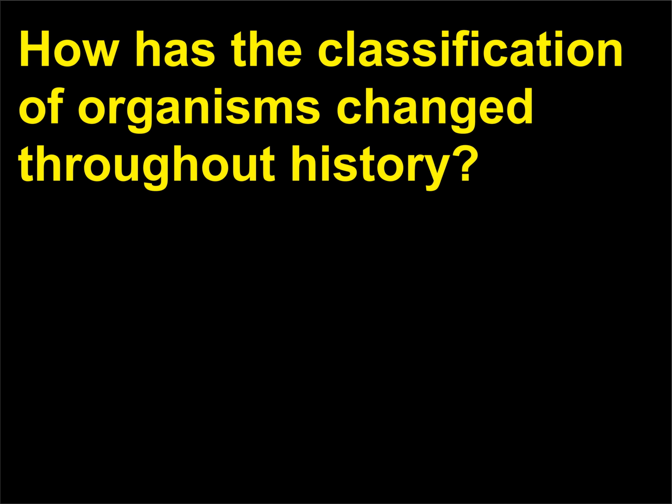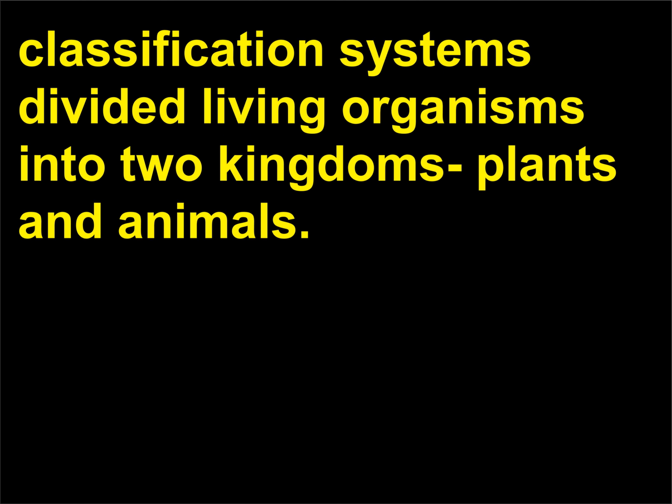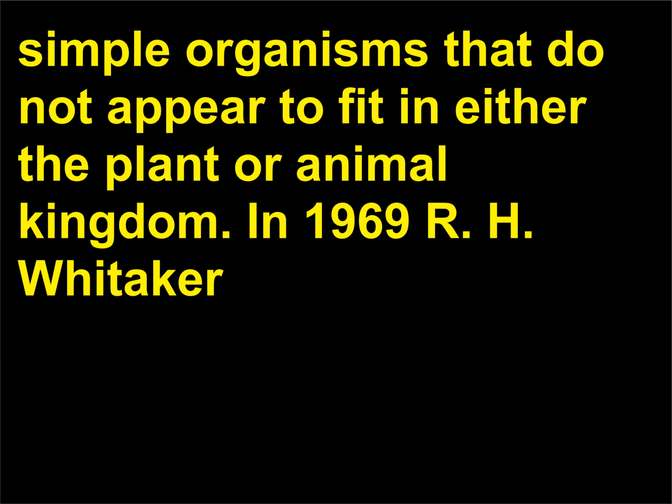How has the classification of organisms changed throughout history? From Aristotle, 384 to 322 BCE, to Carolus Linnaeus, 1707 to 1778, scientists who proposed the earliest classification systems divided living organisms into two kingdoms: plants and animals. During the 19th century, Ernst Haeckel, 1834 to 1919, proposed establishing a third kingdom: Protista. Simple organisms that do not appear to fit in either the plant or animal kingdom.